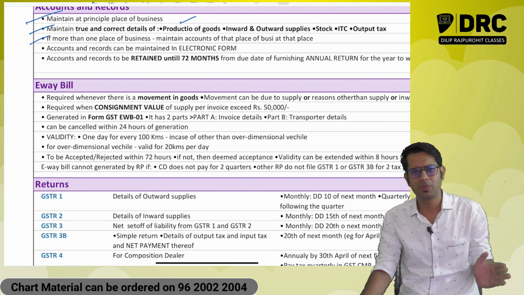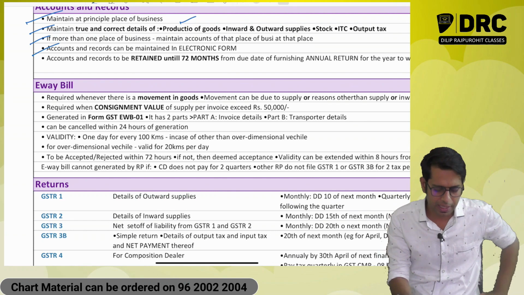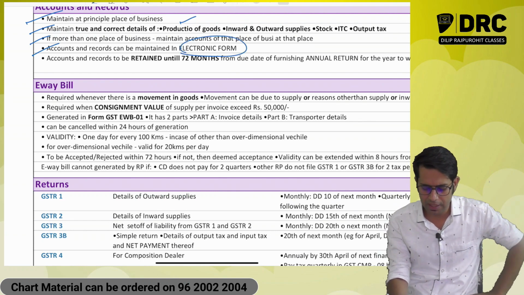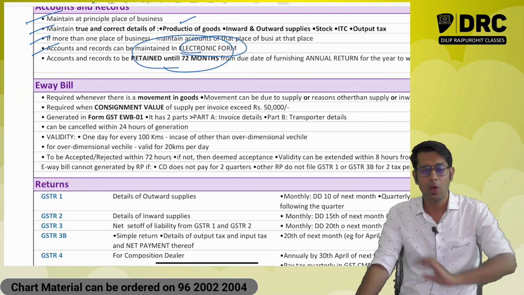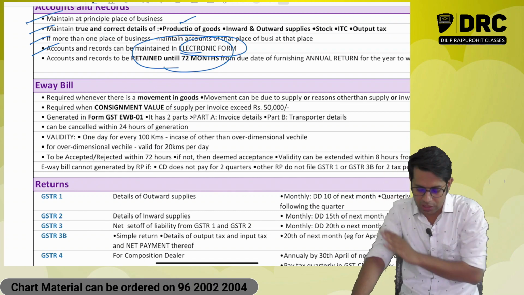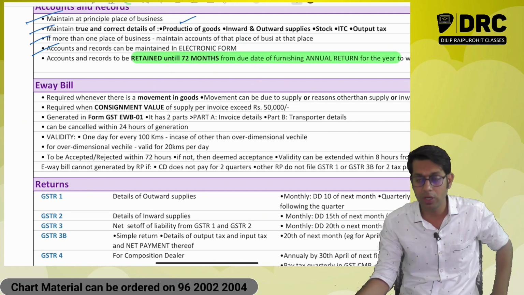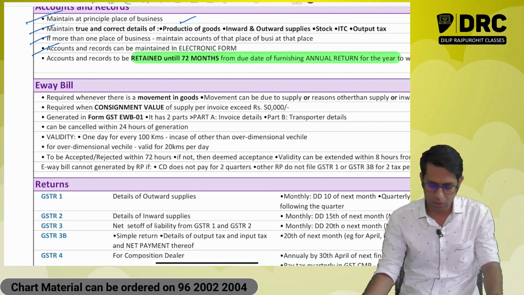If I have more than one place of business, then you can maintain books with respect to those units at those respective places. Can I maintain the books in electronic form? Yes, you can maintain the books in electronic forms also. Whatever books of accounts you are maintaining are required to be retained for a period of 72 months from the due date of filing the annual return for the year to which those books of accounts relate.